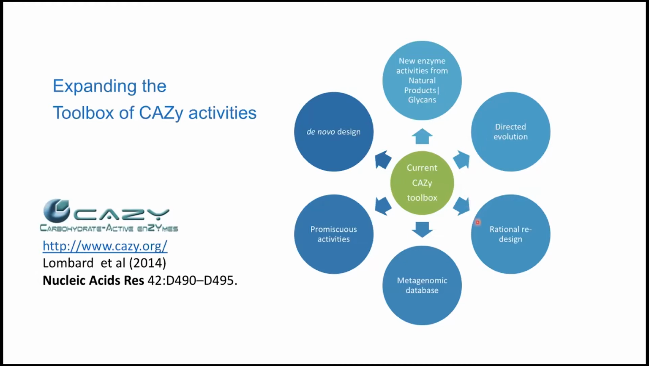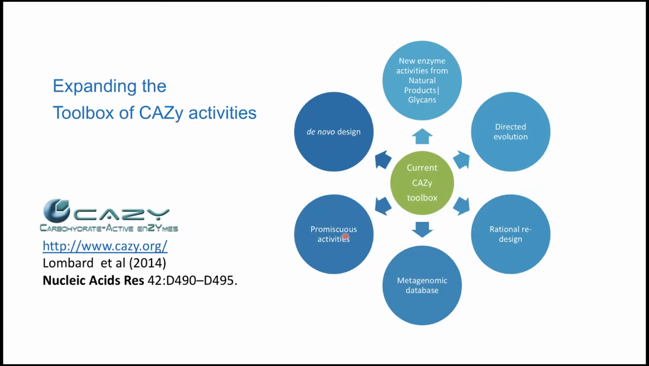although we do need to start often with some sort of activity. There's rational redesign, which has worked in some cases. You can look at metagenomic databases, looking for homologs of existing enzymes. And maybe more futuristically, you can look at de novo design. That's in its infancy, but hopefully in the future we'll be able to do that.